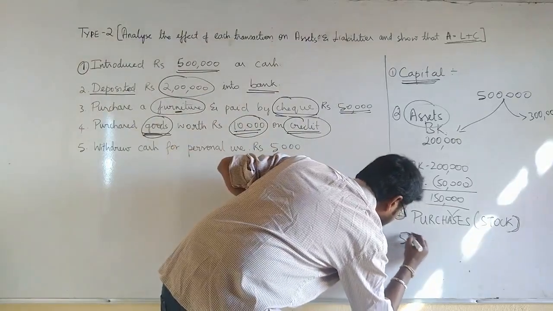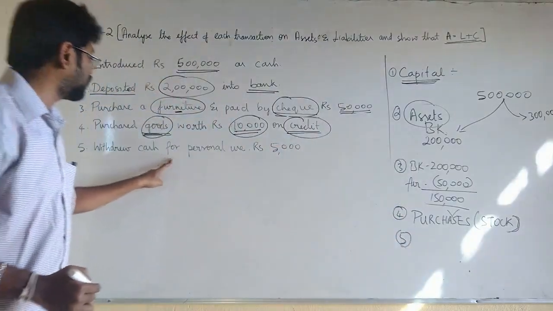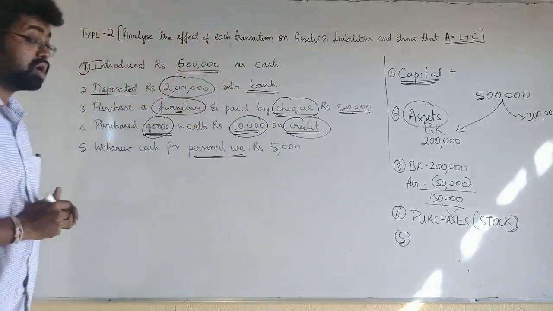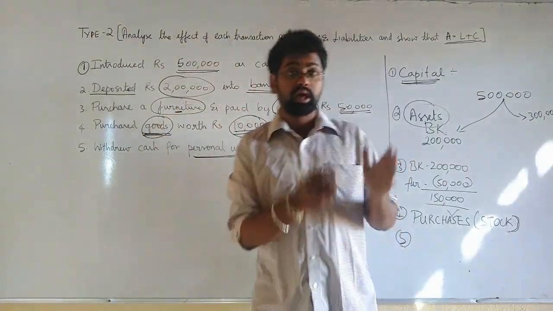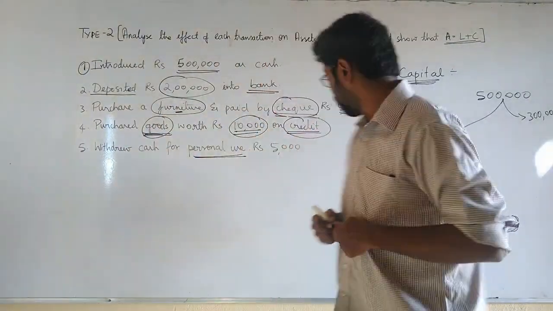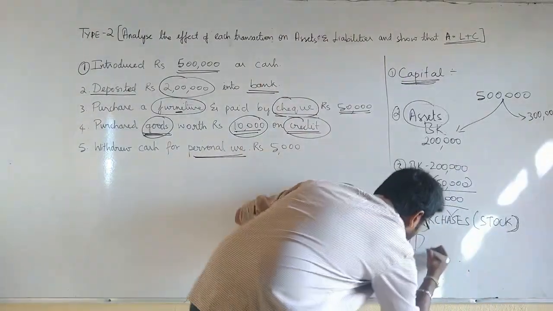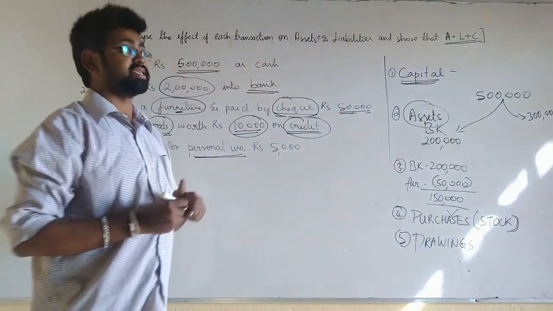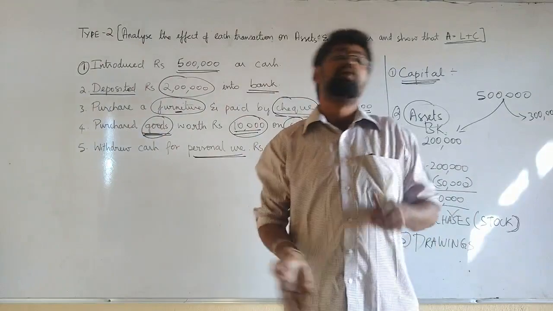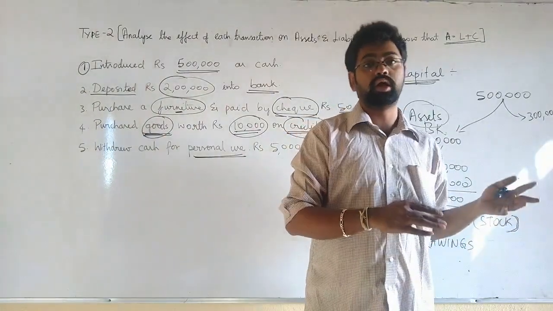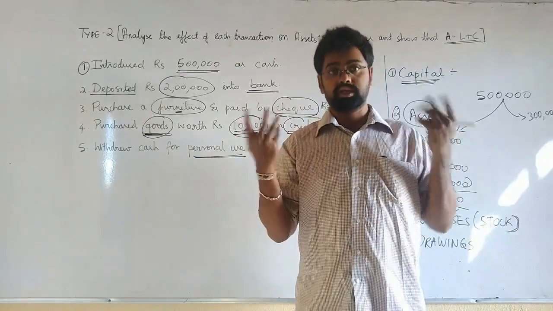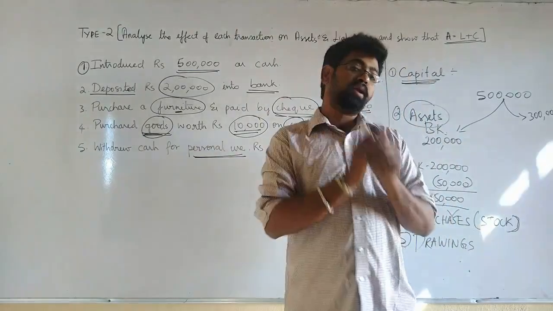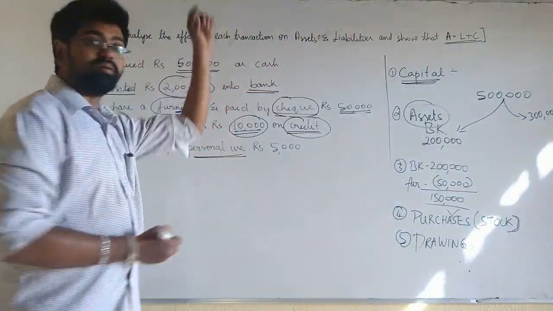Coming to the fifth transaction. In the fifth transaction, we have withdrawn cash for personal use. Come back to your first chapter and go to the word drawings. Drawings is nothing but withdrawal of cash or goods for personal use by the owner from the business. When you withdraw cash or goods from the business for your personal use, it is called drawings. So drawings is always a liability.